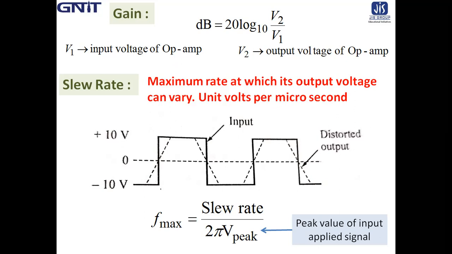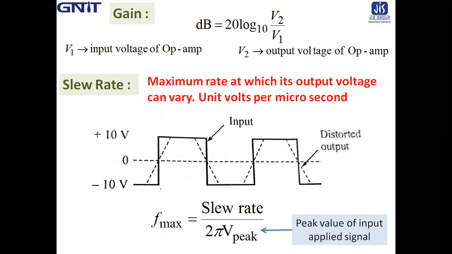Thus, the maximum permissible output voltage of the op-amp when a signal at a particular frequency is applied at its input is determined by slew rate. And if we try to increase the output voltage even more than the maximum permissible value, the signal waveform gets distorted. See the distorted output waveform.